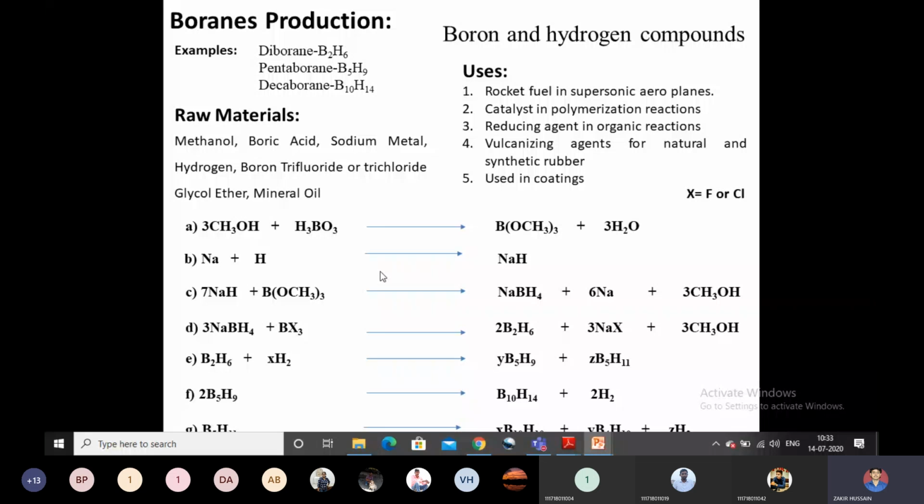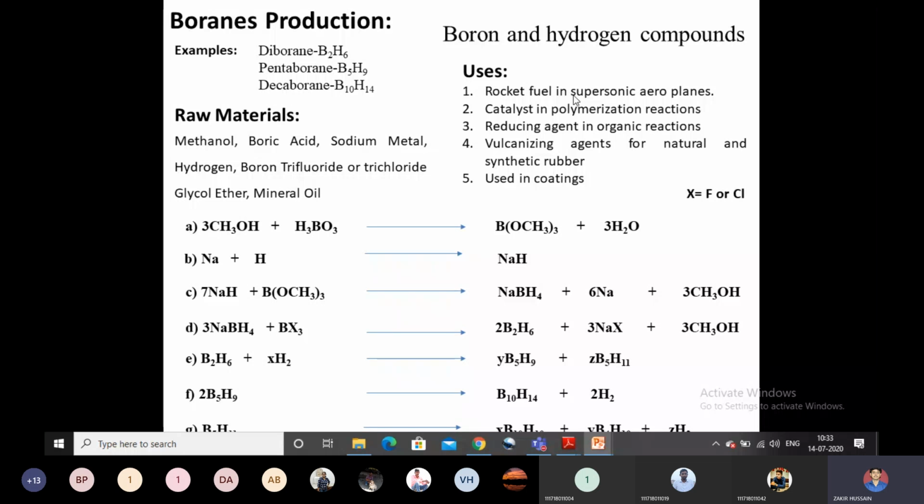Especially the supersonic flows, which are high flow systems, these boranes are used in supersonic aeroplanes as rocket propellants. The next use is as a catalyst in polymerization reactions. The next is as a reducing agent in many types of organic synthesis reactions.